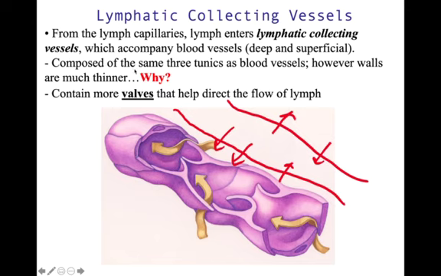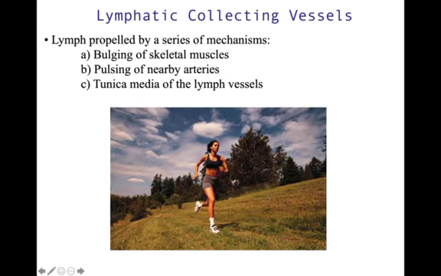Well, we said that it has the same three tunics as the blood vessels. So we know that within the tunica media we have smooth muscle. We can have the same kind of effect of vasoconstriction or vasodilation occurring here, in this case, constriction. As we squeeze using that tunica media, we propel the lymph within our lymphatic collecting vessels.